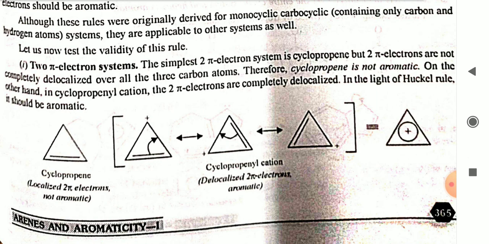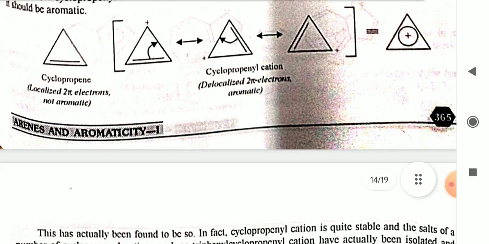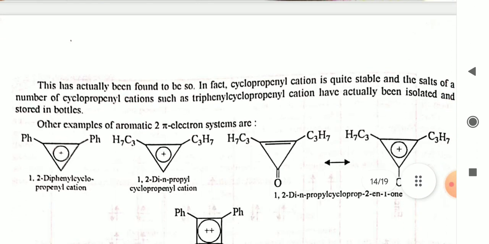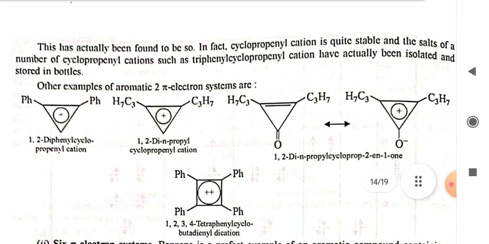On the other hand, in the cyclopropenyl cation, the 2 pi electrons are completely delocalized. In the light of Huckel rule, it should be aromatic. This has actually been found to be so. In fact, the cyclopropenyl cation is quite stable, and salts of a number of cyclopropenyl cations, such as the triphenyl cyclopropenyl cation, have actually been isolated and stored in bottles.